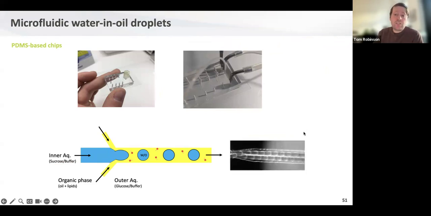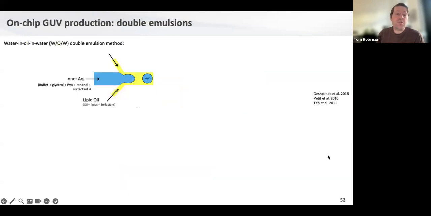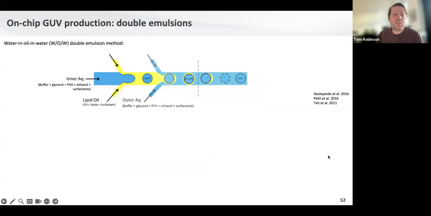We use PDMS-based chips in our lab, and here you can see me holding one. We use these flow focusing channels to produce water and oil droplets, and in the oil we have our lipids. We can do this at quite high throughput rates, but these aren't GEVs yet. So we take that initial junction and add another junction onto it. That way we can create water in oil and water double emulsions. Then after extraction and removal of the oil, you're left with your GEV.